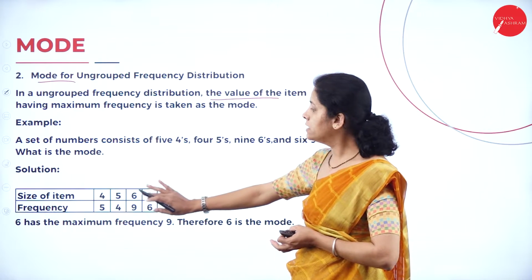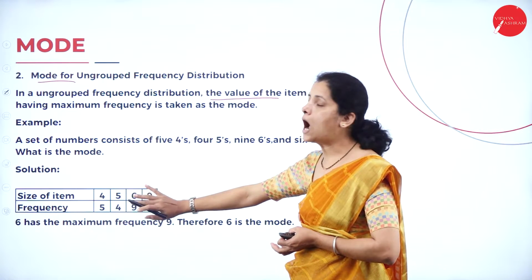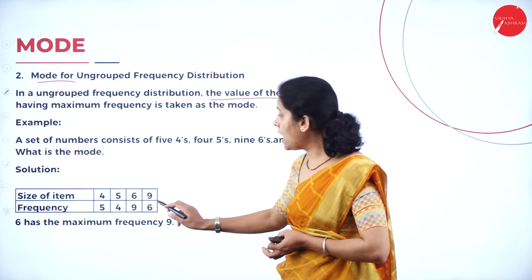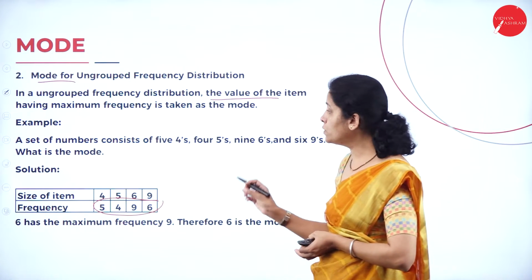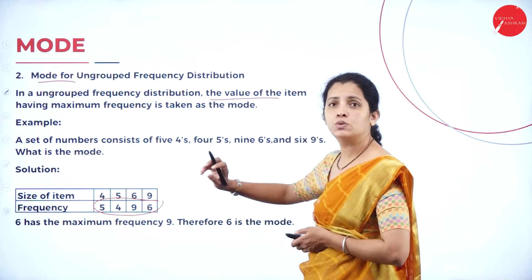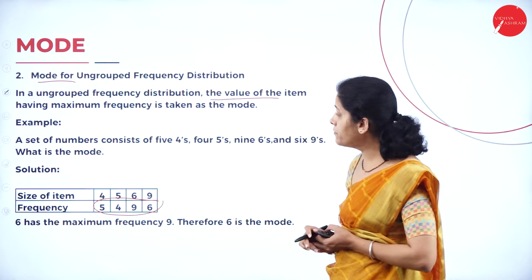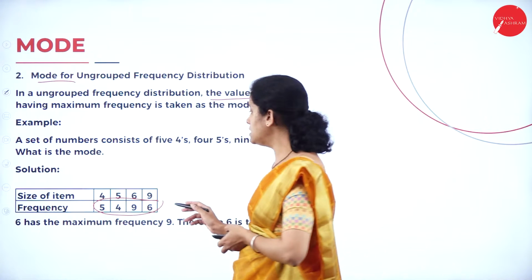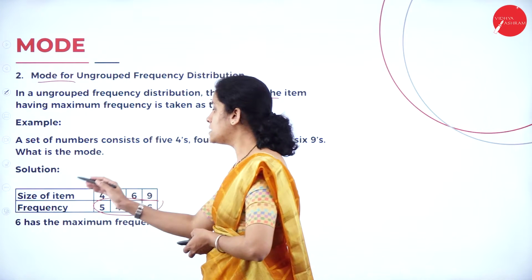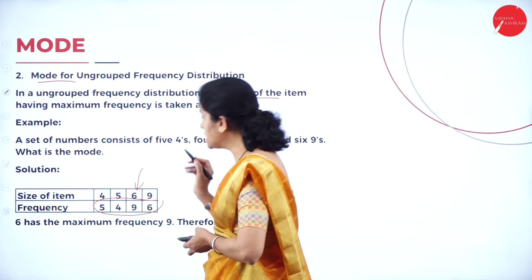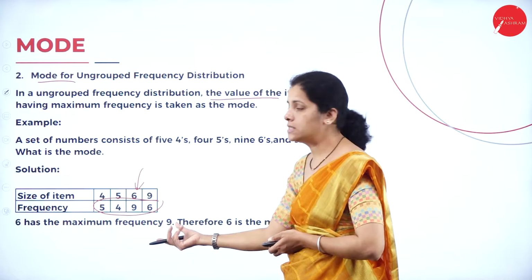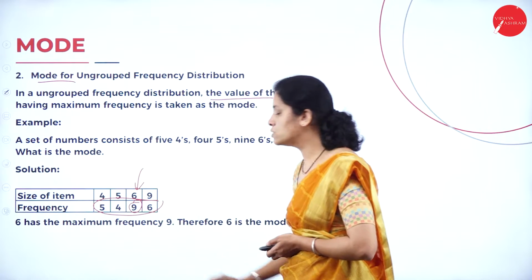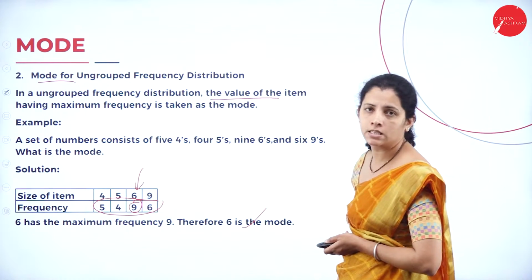See here, if I consider this one, this is the ungrouped data and I have ungrouped frequency. In that, I'm going to consider the item which has the maximum frequency. If I consider this example, the size of the item 6 has the maximum frequency, that is 9. So, mode is 6.